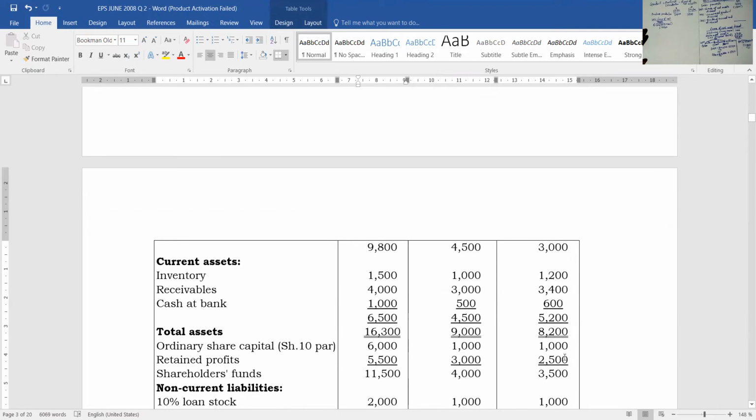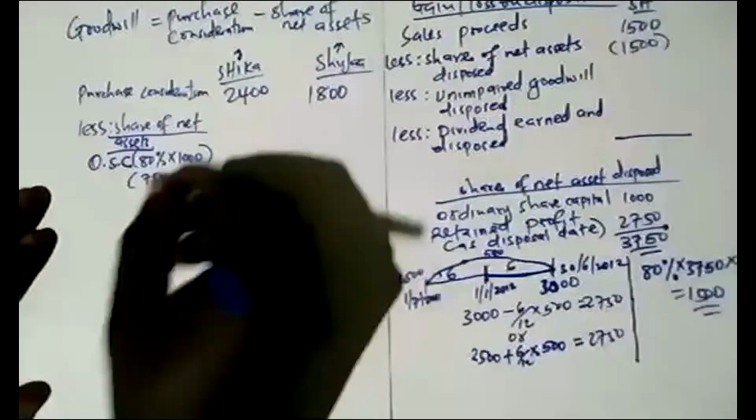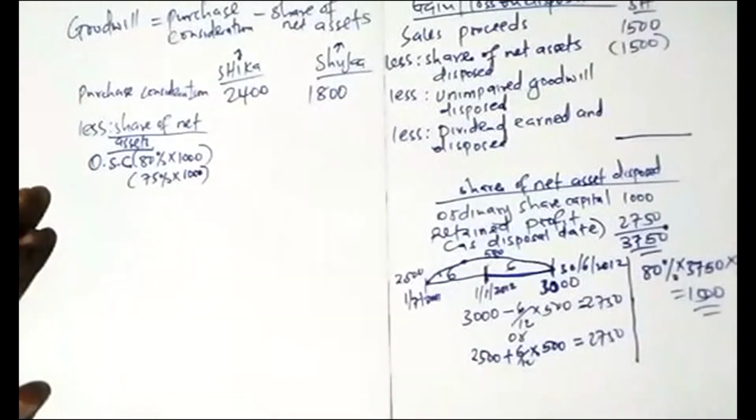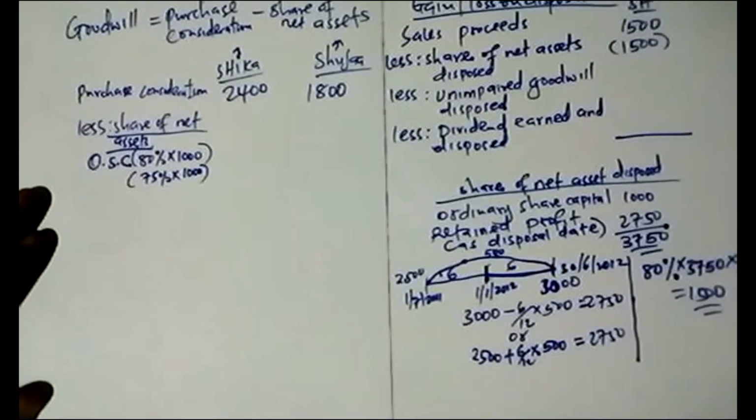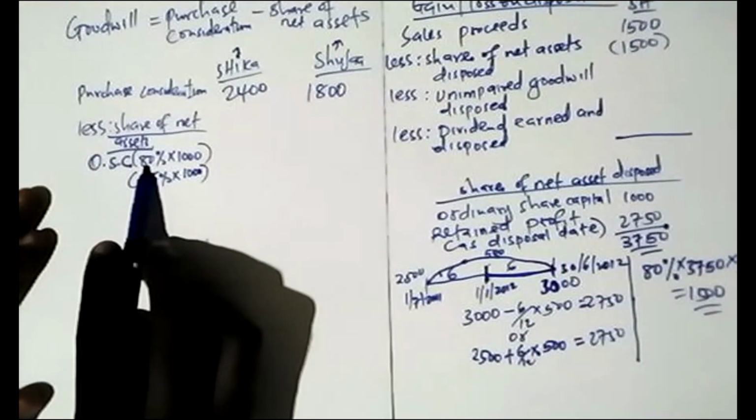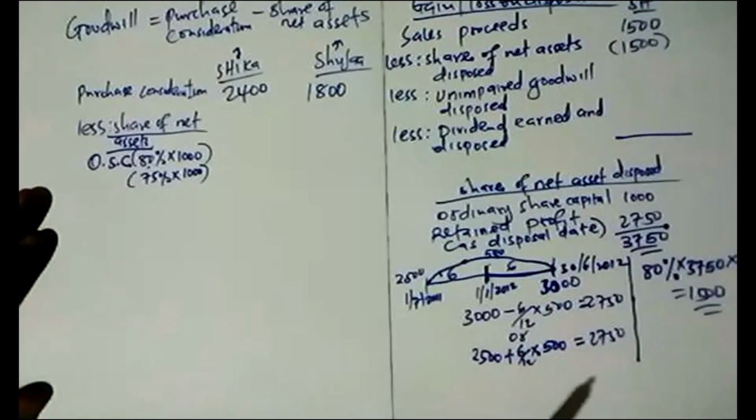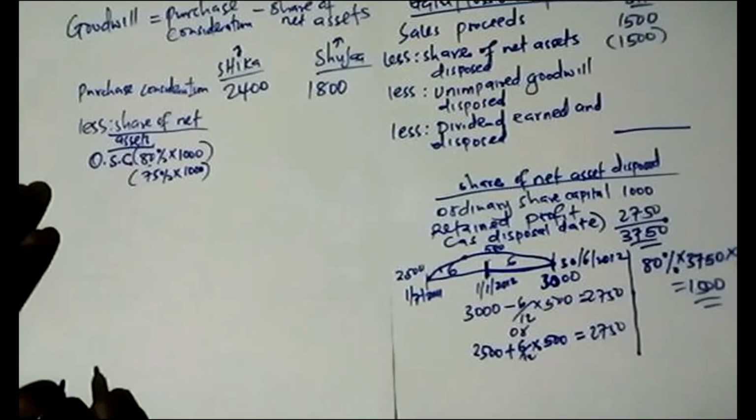So you can see it was 1,000 again. 1,000. So that is given there. So 75% of 1,000. I've said that the goodwill will compute from the time of acquisition. That's why you can see under Shika, I'm using 80%, as at the time of acquisition. Initially, it was acquired at 80%.